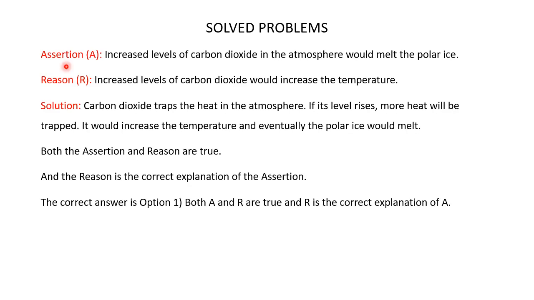Assertion. Increased levels of carbon dioxide in the atmosphere would melt the polar ice. Reason. Increased levels of carbon dioxide would increase the temperature. Now it's known that carbon dioxide traps the heat in the atmosphere. If the carbon dioxide level rises, more heat will be trapped in the atmosphere. This would increase the temperature and eventually the polar ice would melt.